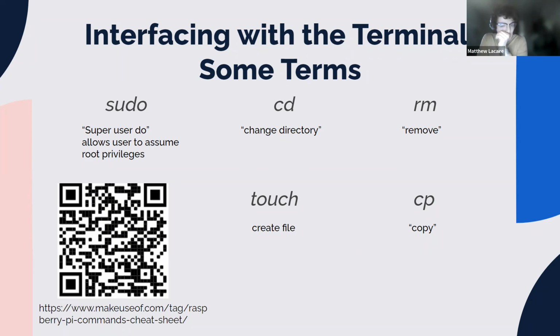We have sudo, which allows you to surmount the actual permissions of just the user you're using and do things on an administrator level. You have cd, which allows you to change directory, meaning you can move around. rm, you can remove files. Touch means you can just create a file with that certain name in a given location, and cp is copy.